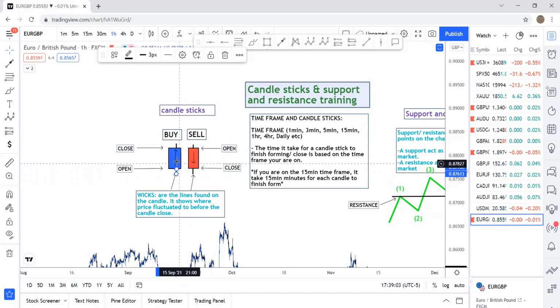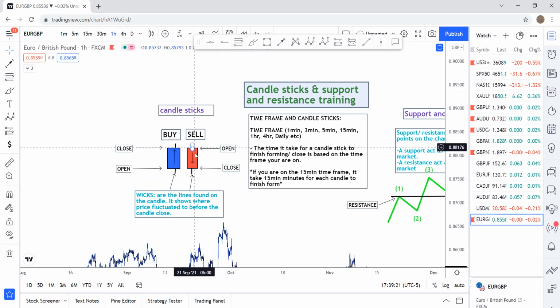If you guys see the arrow that's in the diagram in that box, that's a representation of where price is going. So once again, price opened at the bottom of the body of that candle, and it closed at the top of the body of that candle. And for the sell candle, meaning that price is going down, price opened at the top of the body of that candle, and it closed at the bottom of that candle.